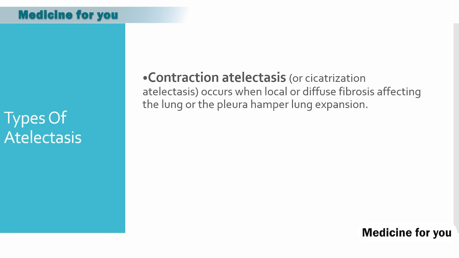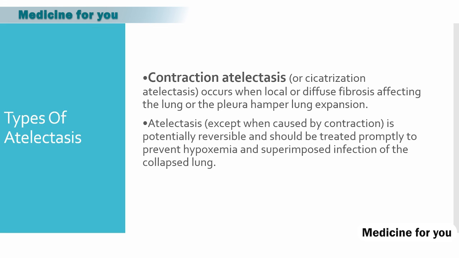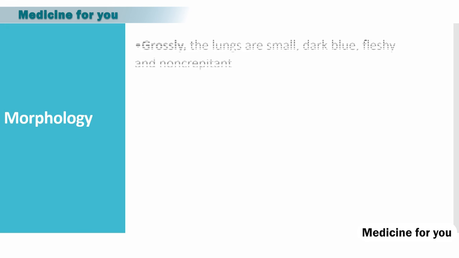Contraction atelectasis or cicatrization atelectasis occurs when local or diffuse fibrosis affecting the lung or the pleura hampers lung expansion. Atelectasis, except when caused by contraction, is potentially reversible and should be treated promptly to prevent hypoxemia and superimposed infection of the collapsed lung.